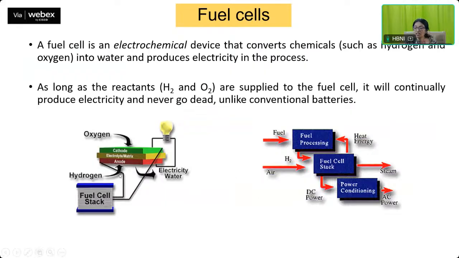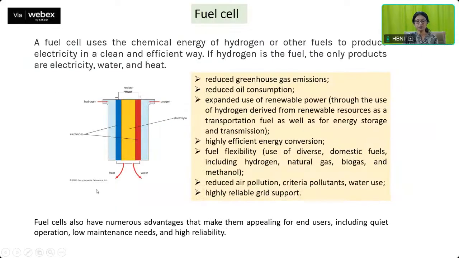So this is basically how you have the fuel cell stack, with fuel processing and power conditioning happening in the case of a fuel cell. A fuel cell uses the chemical energy of hydrogen or other fuels to produce electricity in a clean and efficient way. If hydrogen is the fuel, the only products are electricity, water, and heat.